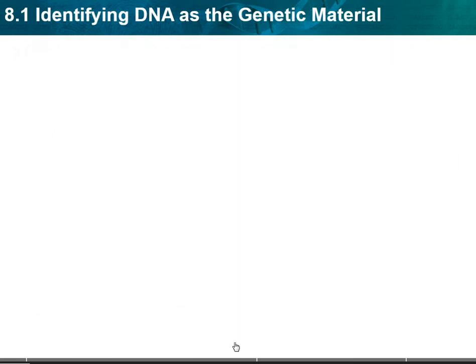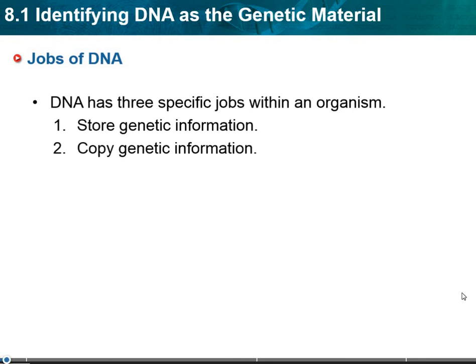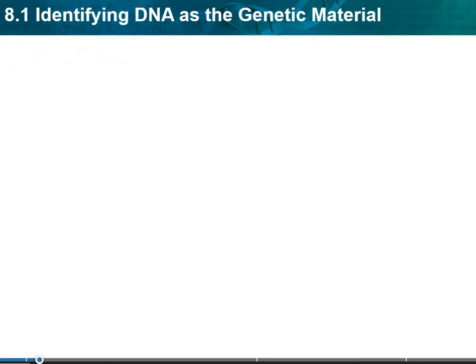So the jobs of DNA: there are 3 specific jobs that DNA has within organisms. The first one is that it's going to store genetic information. That should be a pretty obvious one. Another one is that it's going to be able to copy the genetic information, and the third is that it's going to transmit genetic information. So I'm going to share with you what those things mean and give you some examples of those. Within a cell, any time the cell needs to make any product, it's going to rely on the DNA to provide the instructions on how to make that product.